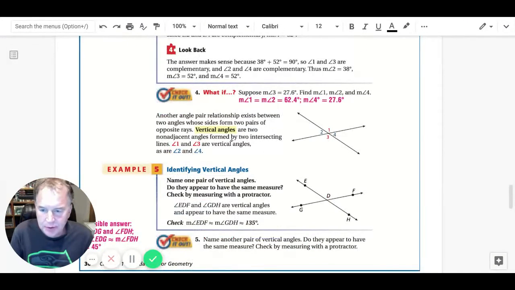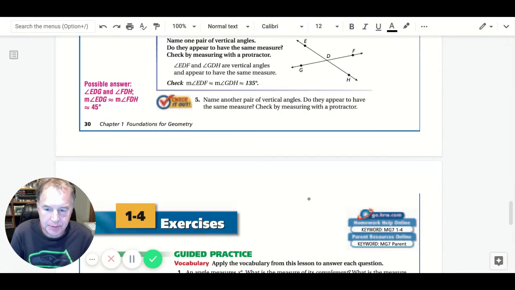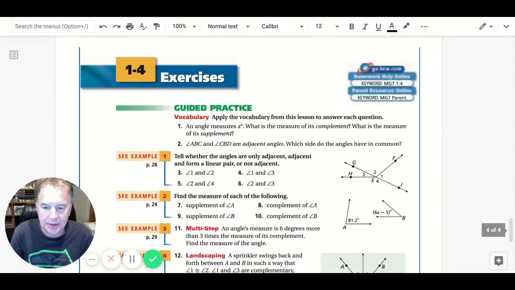And vertical angles, that's a theorem eventually. We'll get the theorem soon, meaning that's the fact that they're equal. Vertical angles end up being congruent. They're directly across from each other, formed by intersecting lines.